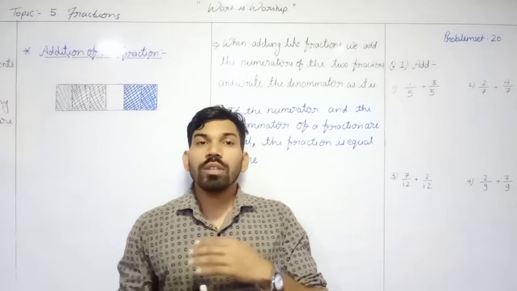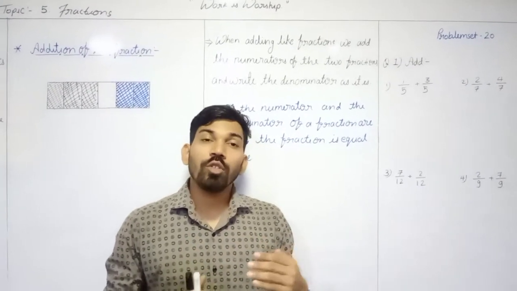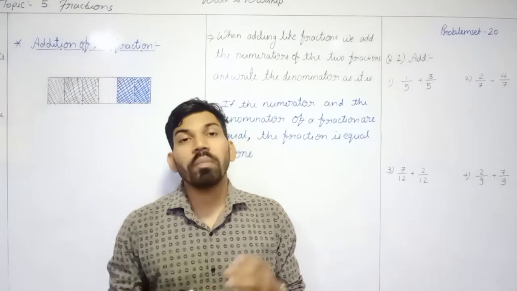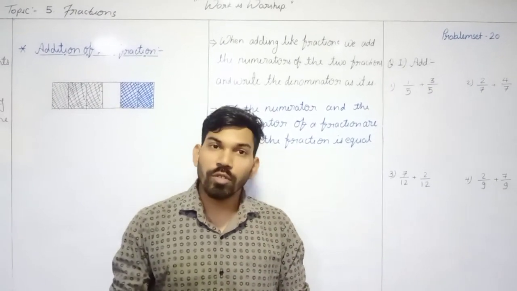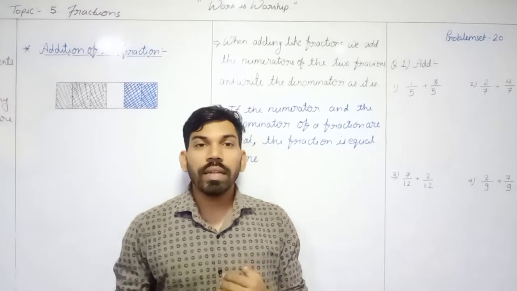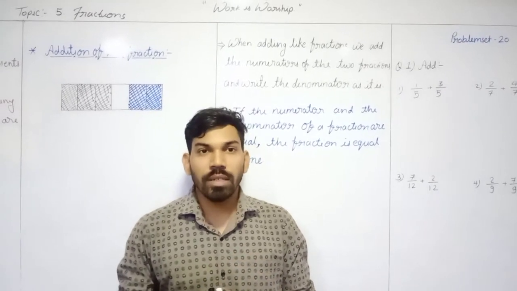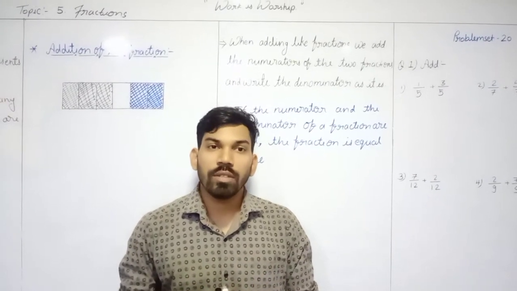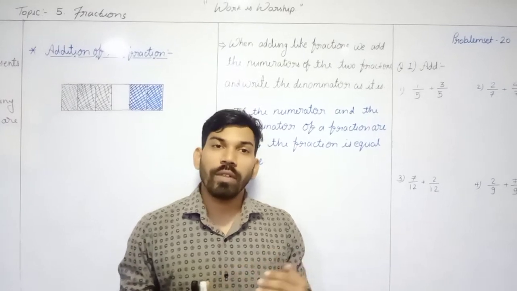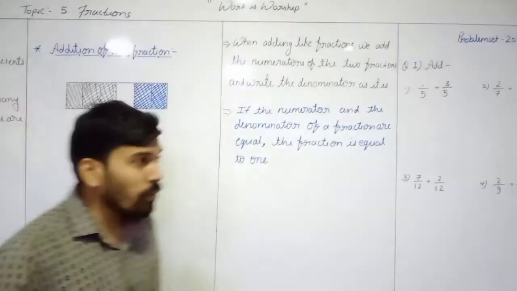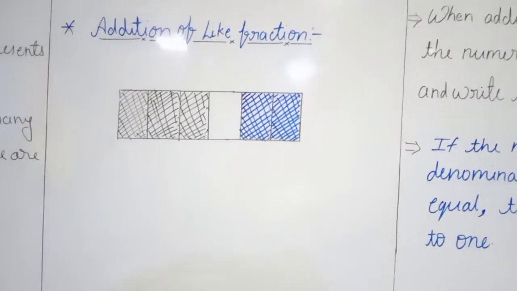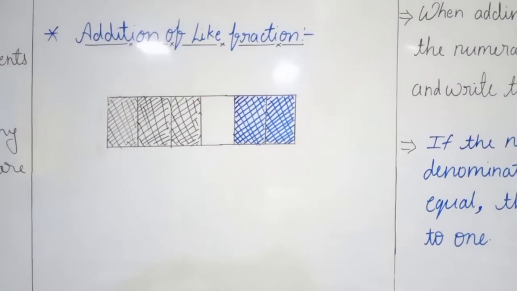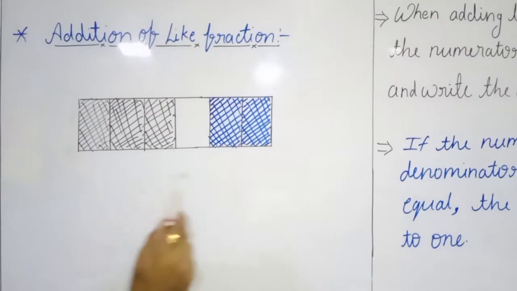On the basis of this, today we are going to learn about mathematical operations on fractions. First, we are going to learn regarding the addition of like fractions. If we have like fractions, how are we going to add them? Let's see with the help of an example. Addition of like fractions. Here we have a strip.